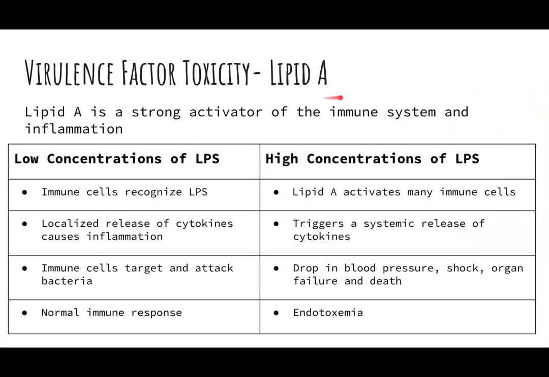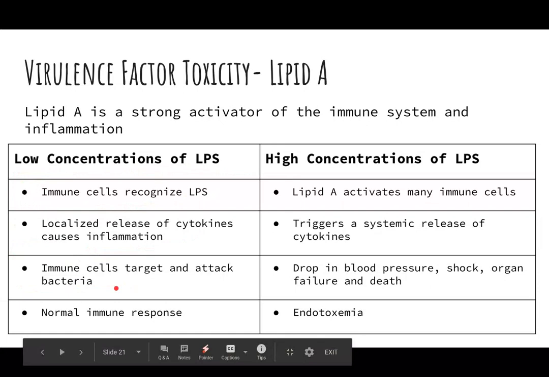So how does lipid A work as a virulence factor? Lipid A is a very strong activator of the immune system, and it triggers inflammation. This is actually beneficial to us when LPS is present in very low concentrations because it allows our immune system to recognize and respond to bacterial infections. So if there's a low concentration of LPS, our immune cells are going to recognize it. We're going to get a localized release of cytokines that trigger inflammation, and our immune cells are going to target and attack the bacteria, and we have a normal immune response.